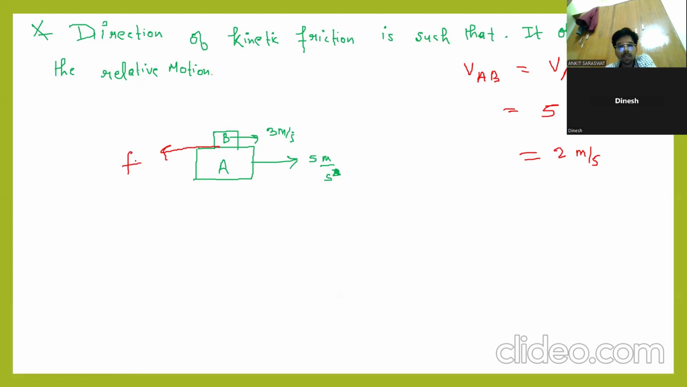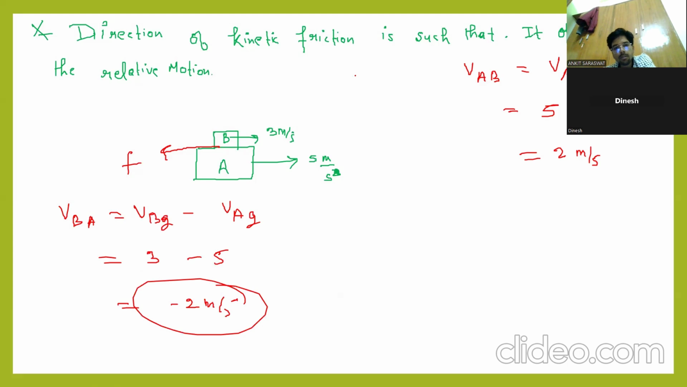Similarly, what is the relative velocity of B with respect to A? You will write VB minus VA. VB is positive because it is going to the right, 3, and A is going to the right, so it will be minus 2 meter per second. Minus means B is going back. According to A, B is going back. Its relative motion is in the backward direction, so A will oppose it. A will apply the friction force to the right.